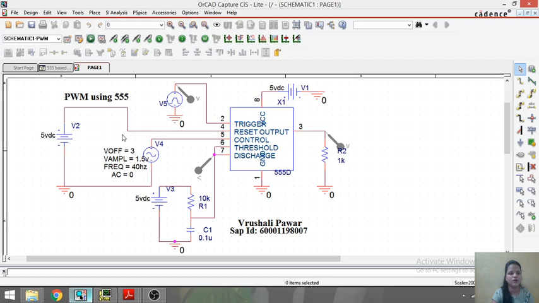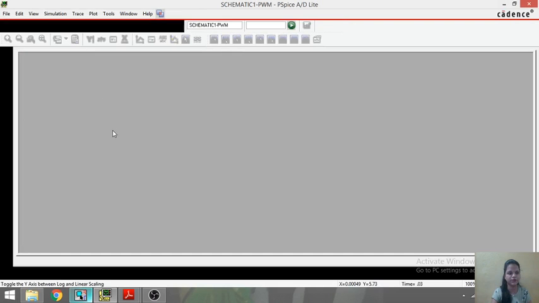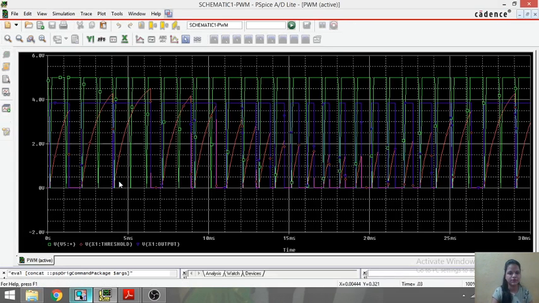So let us simulate this circuit. We are taking the output from here, we are showing the trigger pulse and also this capacitor voltage. So let us simulate this circuit. Run. Here is the schematic. You can see the output, that is the capacitor voltage, trigger pulse and the output.